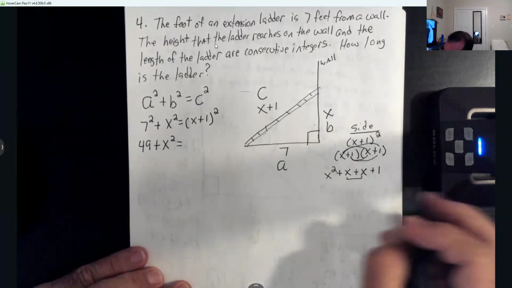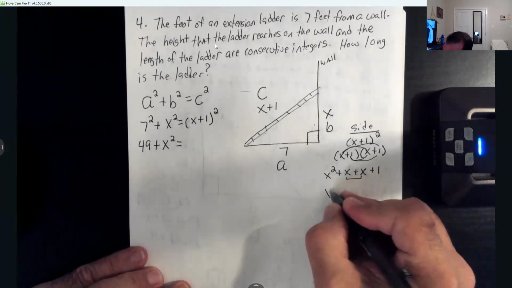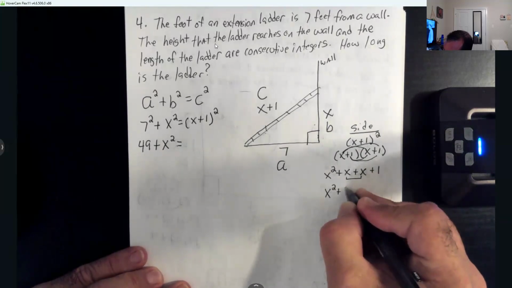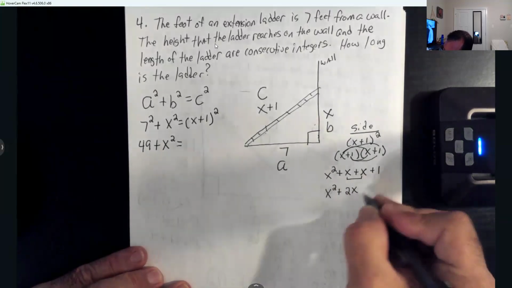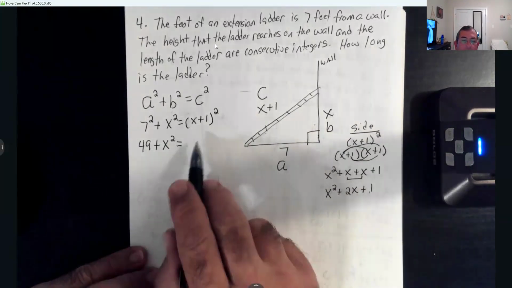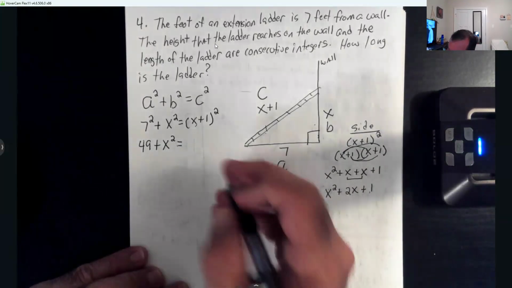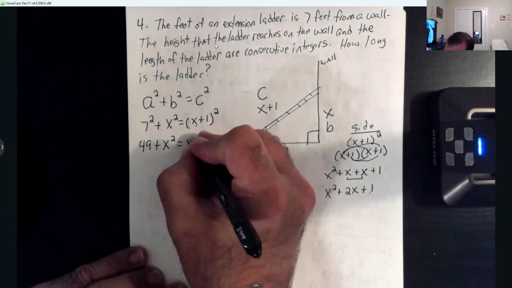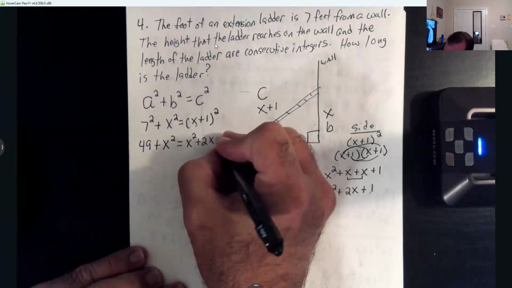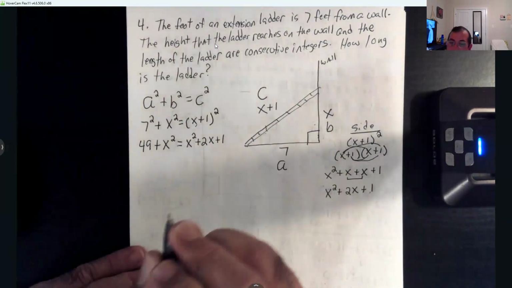I want to add the like terms, so bring down the x squared. 1 plus 1 gives me 2x, and then bring down my 1. So the right side of this is now x squared plus 2x plus 1.